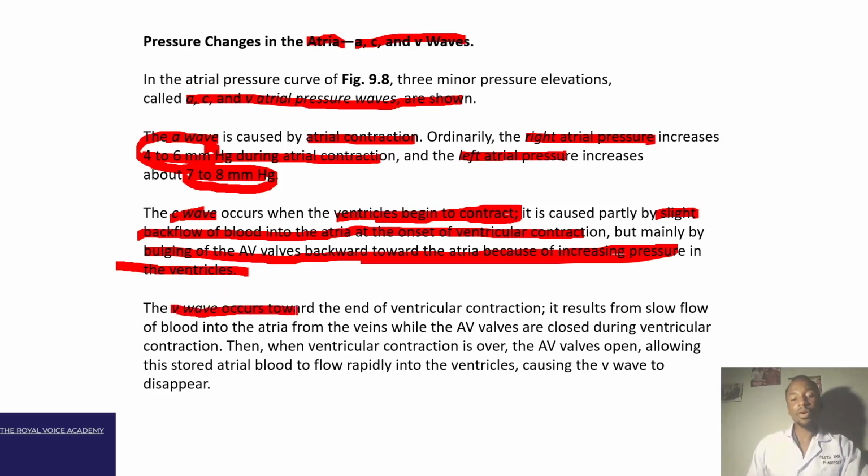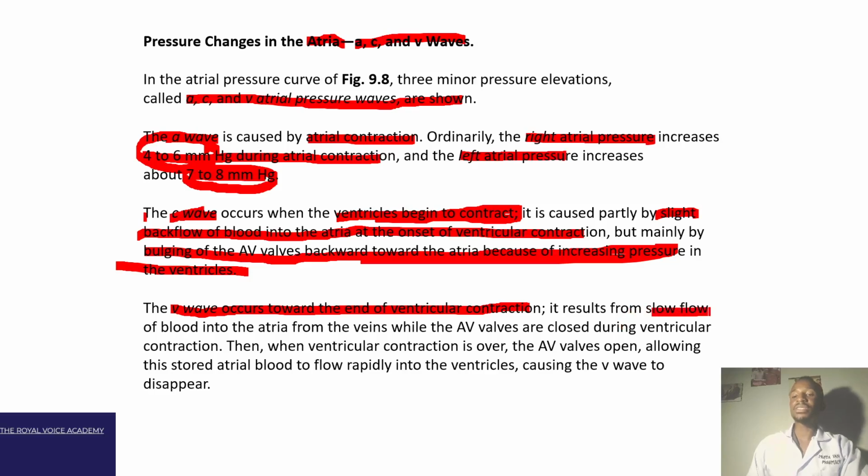The V wave occurs toward the end of ventricular contraction. Now, note something here. The C wave begins when the ventricles begin to contract, but the V wave occurs when the ventricles are close to the end of their contraction. So that's another difference you need to know.